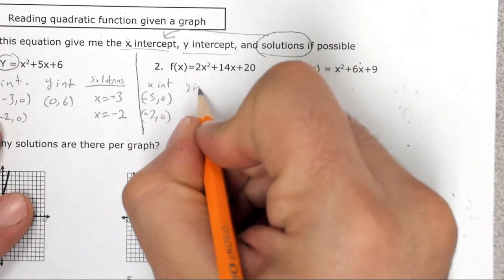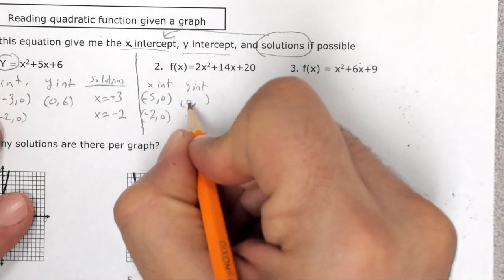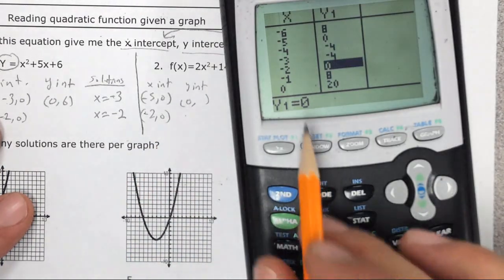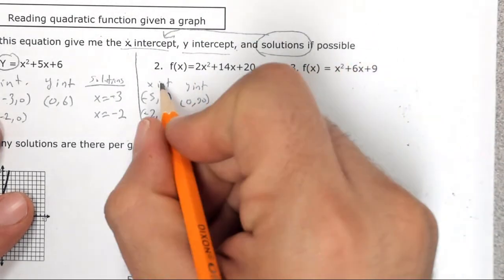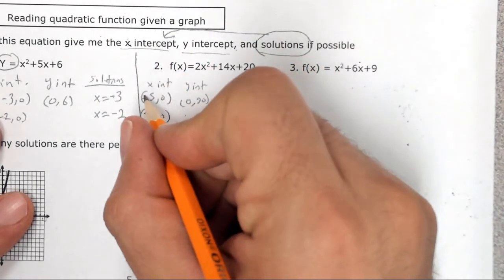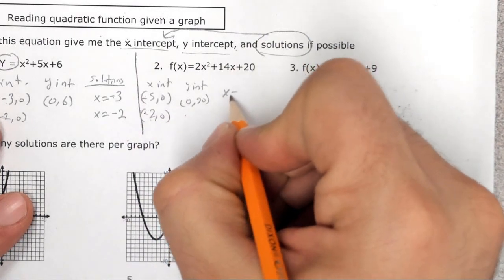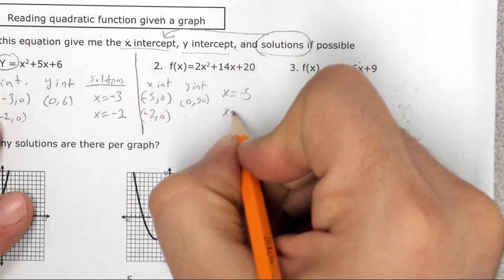For the y-intercept, we're looking for 0 right here, 0, 20. And solutions are x-intercepts, so we need the -5 and the -2. We just write them down a little different. X equals -5, x equals -2.